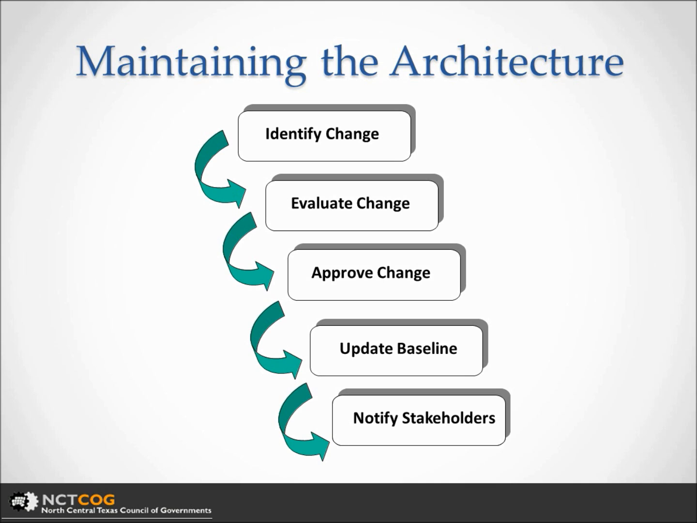There are 5 steps to the architecture maintenance process. Step 1 is identifying changes. Step 2 is evaluating those changes. Step 3 is approving those changes for inclusion in the architecture. Step 4 is updating the architecture baseline. And Step 5 is notifying stakeholders of changes.